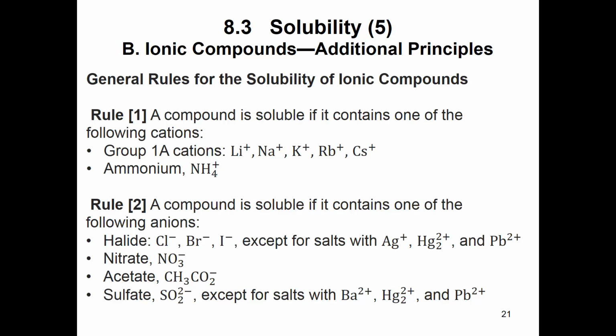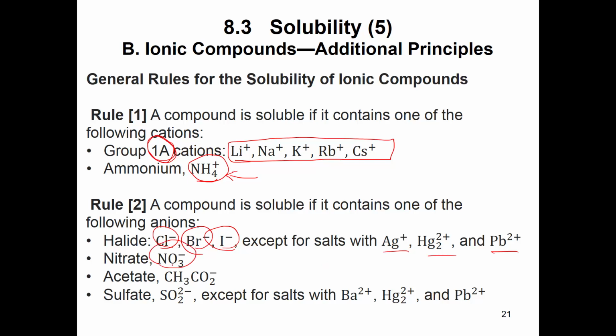Rule one: a compound is soluble if it contains one of the following cations: lithium, sodium, potassium, rubidium, and cesium. If you look at your periodic table, those are all group 1A. If it contains an ammonium ion, then it's also going to be soluble, but not necessarily a great thing to put into a patient, right? Rule two: a compound is soluble if it contains one of the following anions: chloride, bromide, iodide, unless it's mixed with a heavy metal such as silver, mercury, or lead, which we don't want to put in anybody anyway.